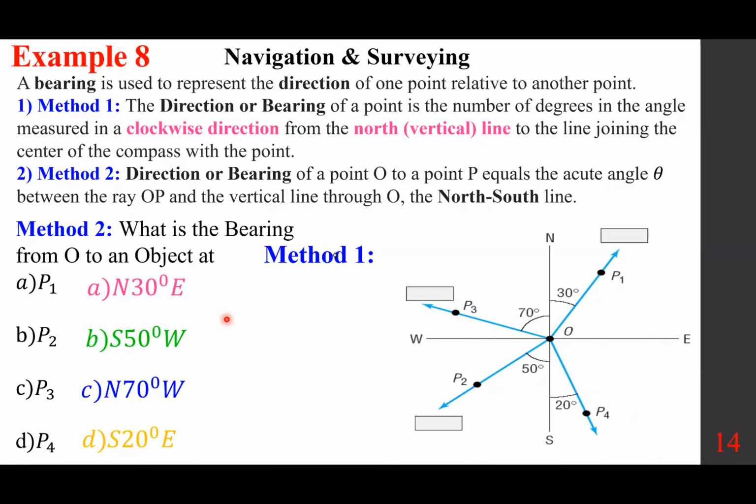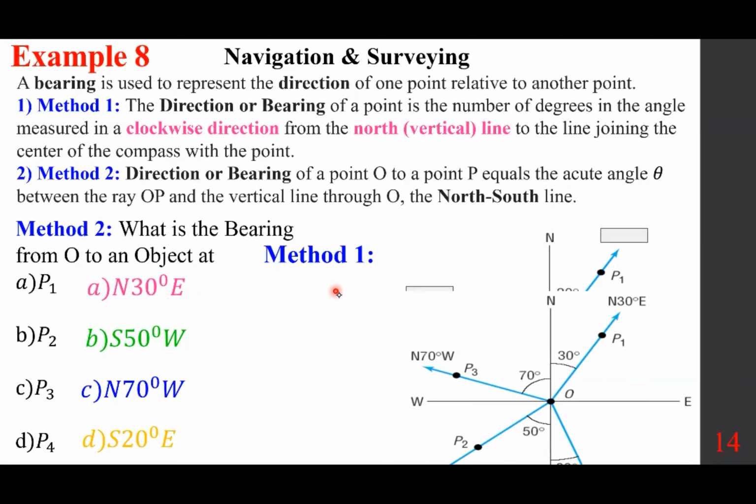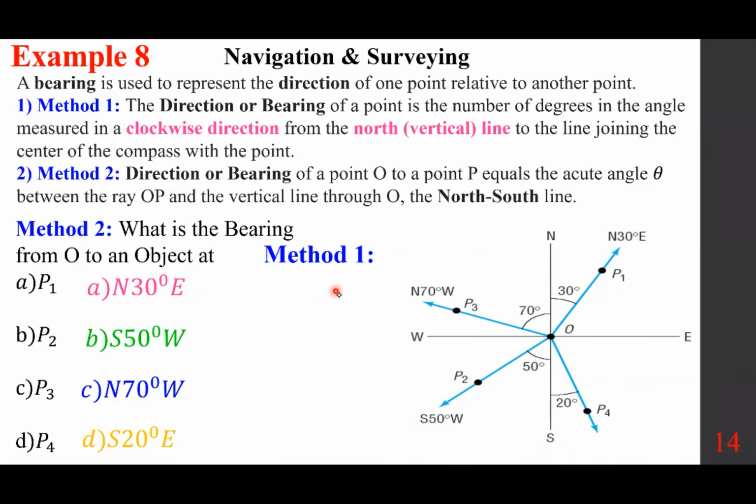For method 1, we just look at this north side and we go this way, clockwise. So this angle is 30 degrees. So P1 is just this number, 30 degrees. Okay. So we have all those answers that were mentioned here. And the P4. So for method 1, this is 30 degrees. Done.